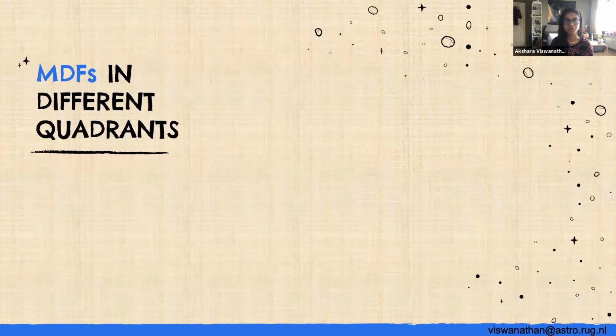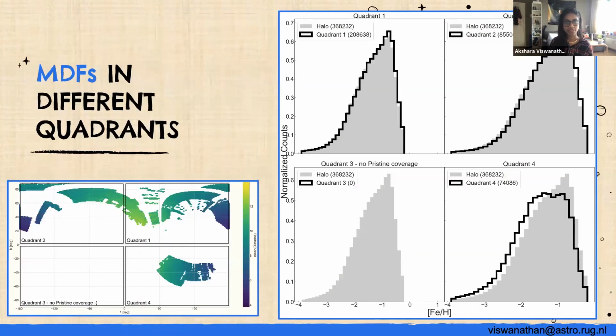I also tried to plot the metallicity distribution in different quadrants. As we see from the plot, we don't have Pristine coverage in quadrant 3, but we see something very interesting in quadrant 4, which is an enhanced metal poor tail in comparison to the background halo distribution. And when I looked at the sky space of this region, I was able to see an overdensity of very metal poor stars that forms a substructure of sorts.